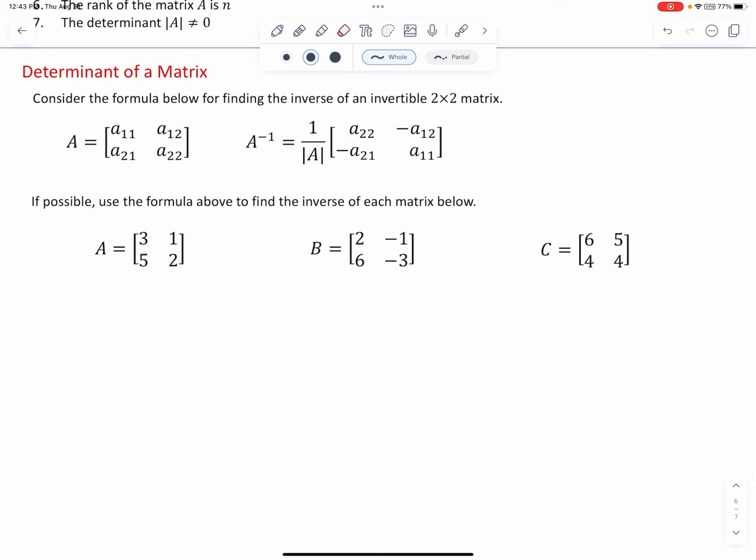Consider the formula below for finding the inverse of an invertible 2x2 matrix. I'm not going to prove why this is true, but it does give you a little shortcut for finding inverses of 2x2s.